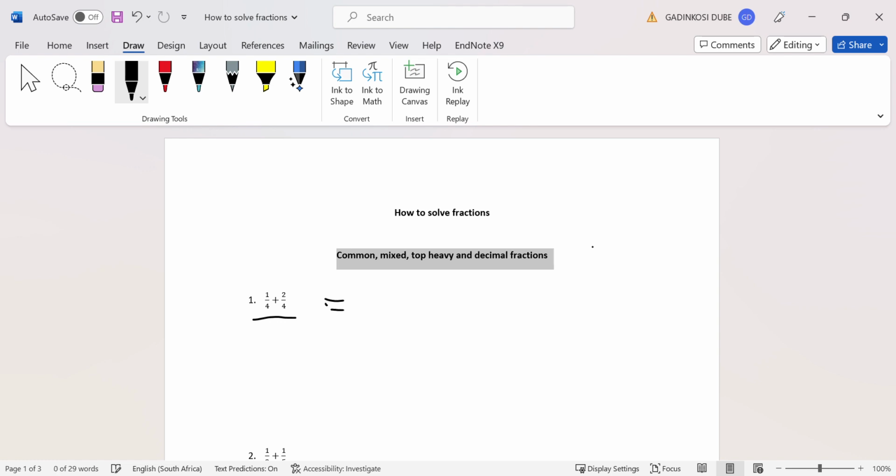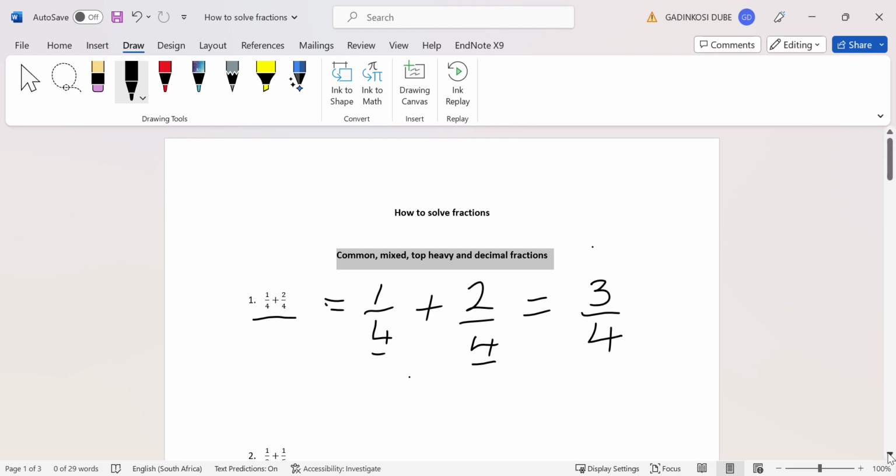So you can see when you try and solve this one, it's just 1 over 4 plus 2 over 4. This equals, you only add the numerators. So 1 plus 2 is 3, and then the 4 just stays the same, okay? It's 3 over 4. So 1 over 4 plus 2 over 4 is 3 over 4. So you add the numerators, however, the denominator remains the same.